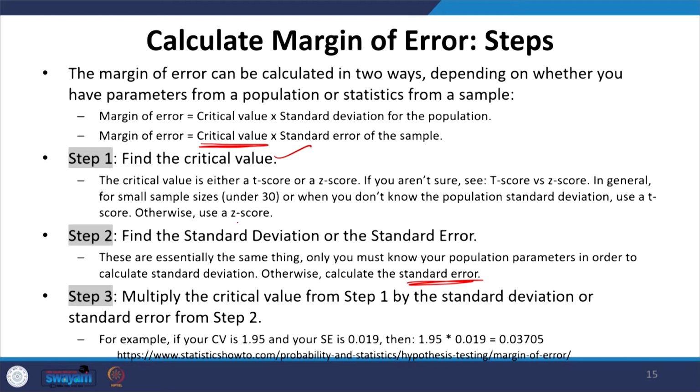For example, for 95% the Z score critical value is 1.96. If it is 1.96 and your standard error is 0.019, then 1.96 times 0.019 boils down to 0.037. So, 3.7% is your margin of error. For further details, you can follow the link I have appended on this page.